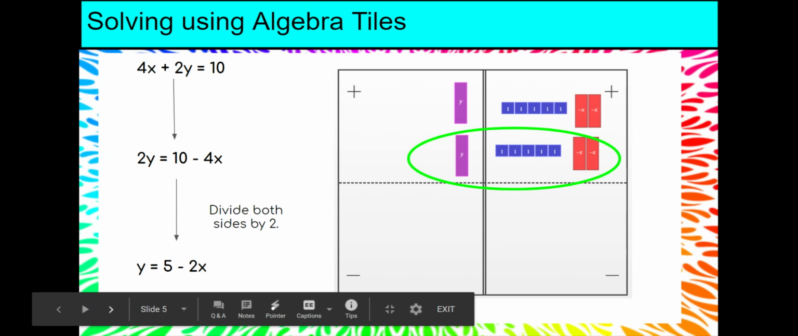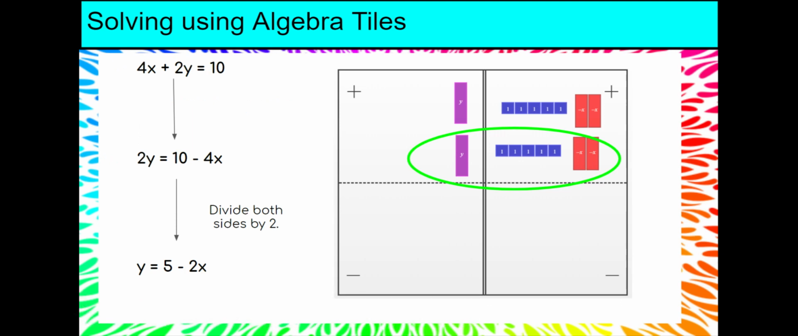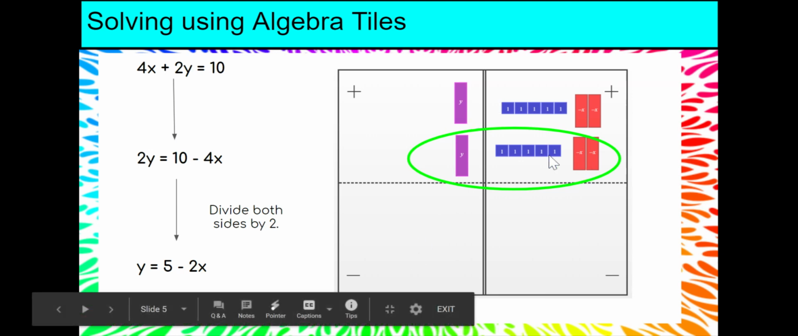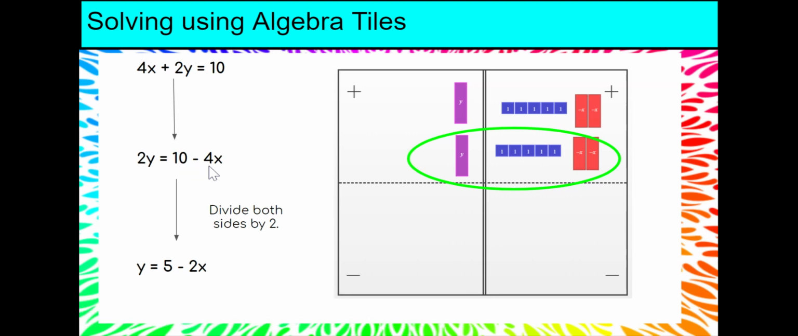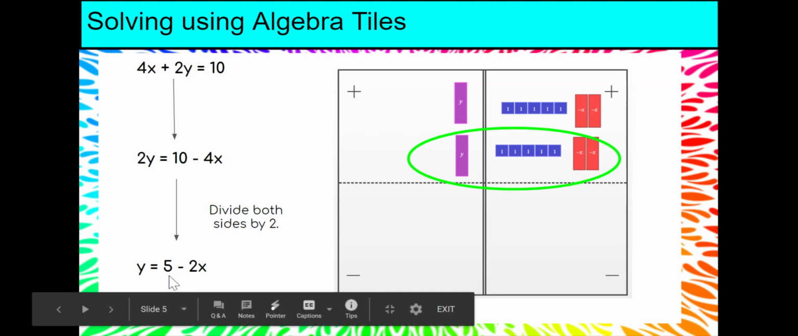Our next step, we want y alone. Well, we have 2y's. What we want to do is divide this side of the mat into 2 equal groups to tell us what 1y equals. So when I divide by 2, I'm going to divide 10 and my 4x tiles, and I'm left with 5 unit tiles, and 2 negative x tiles would equal 1y. We just solved our problem as solving for y.